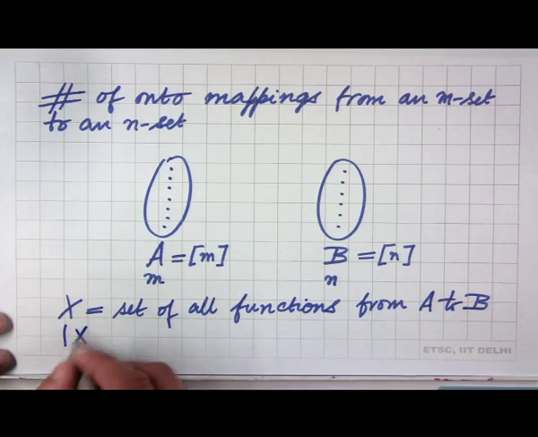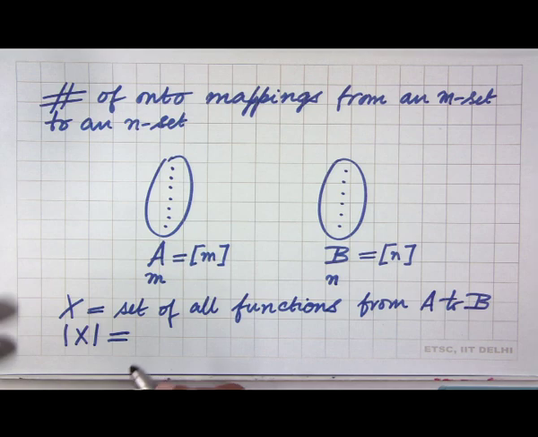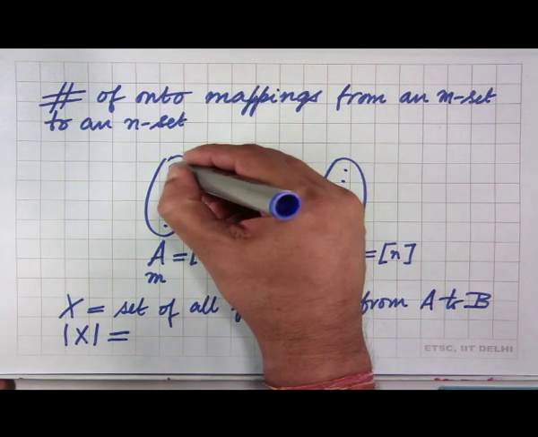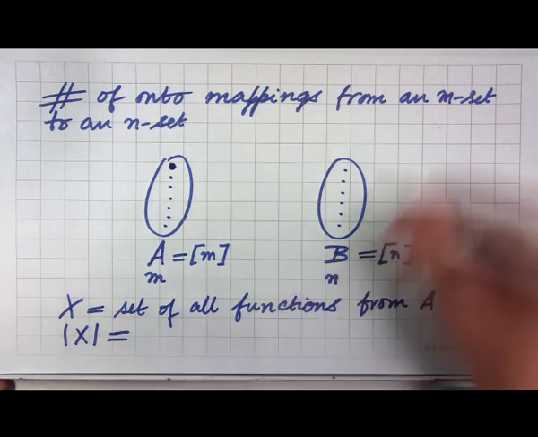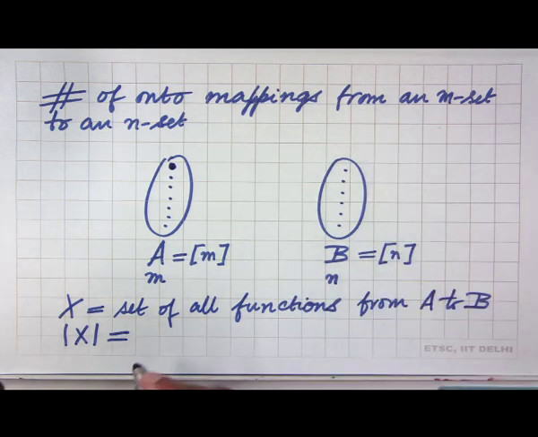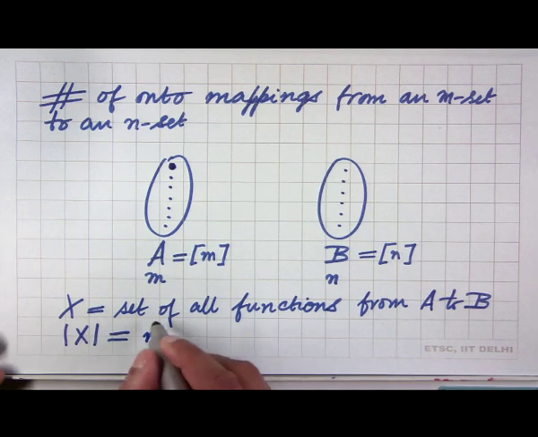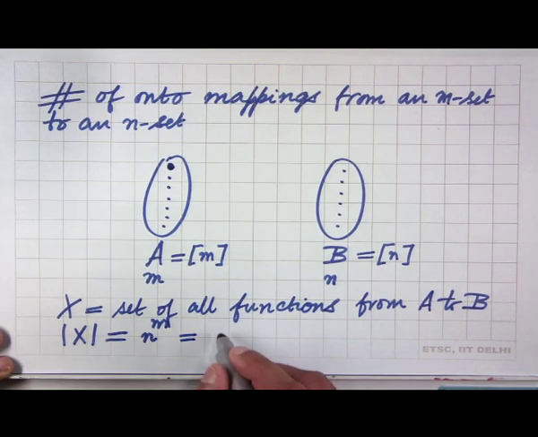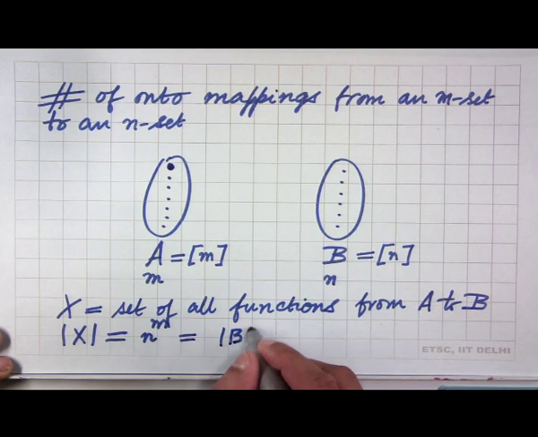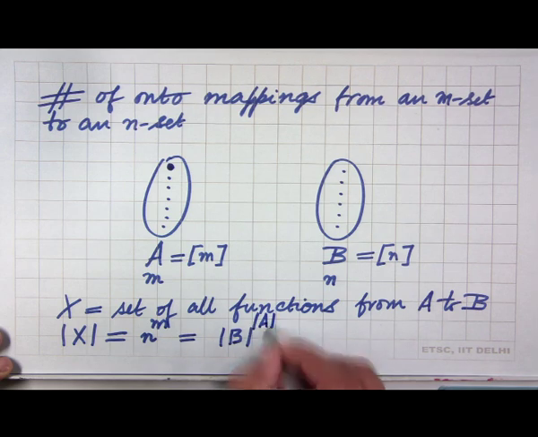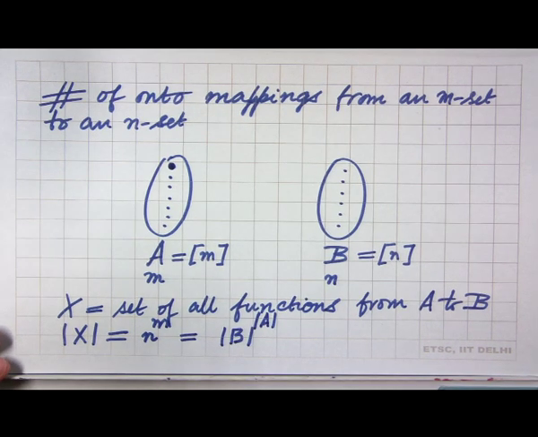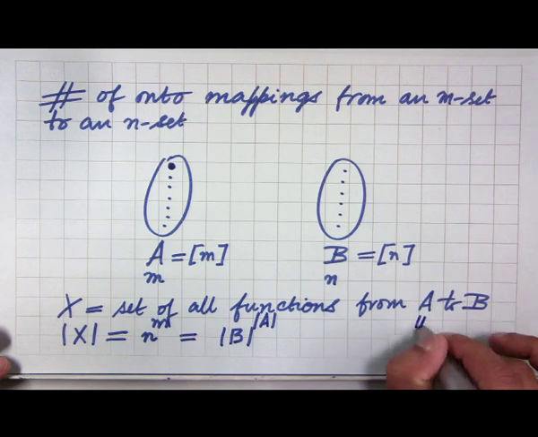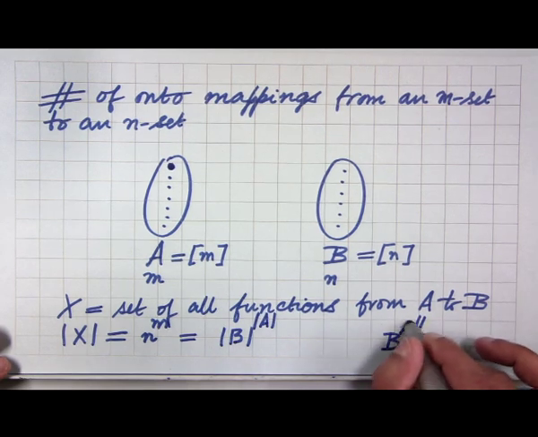Notice the size of the set X is the number of functions that start from A and end at B. So for each element in A, I have n choices, and therefore the total number of functions is n to the power of m. In fact, you might notice that this is exactly equal to the cardinality of B to the power the cardinality of A. And so it might not surprise you to note that in combinatorics, the set of all these functions from A to B is called simply B to the power A.